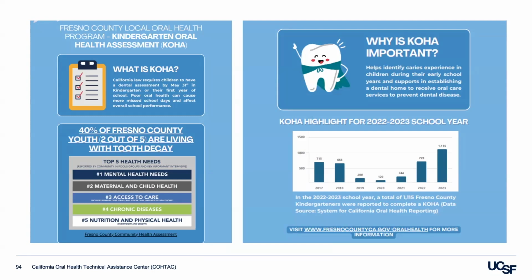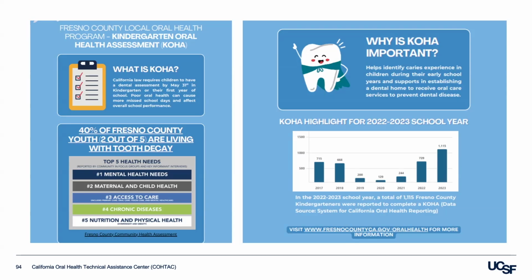In addition to the KOHA data, we also highlighted and referenced our 2023 Fresno County Community Health Assessment, which highlights the top 5 needs. That includes maternal and child health, as well as access to care, which is one of our key target populations and priorities for our local oral health program. This infographic has been shared with our school partners to communicate the impact and inform them of what a KOHA is, why it's important, and how we're looking in regards to reporting.